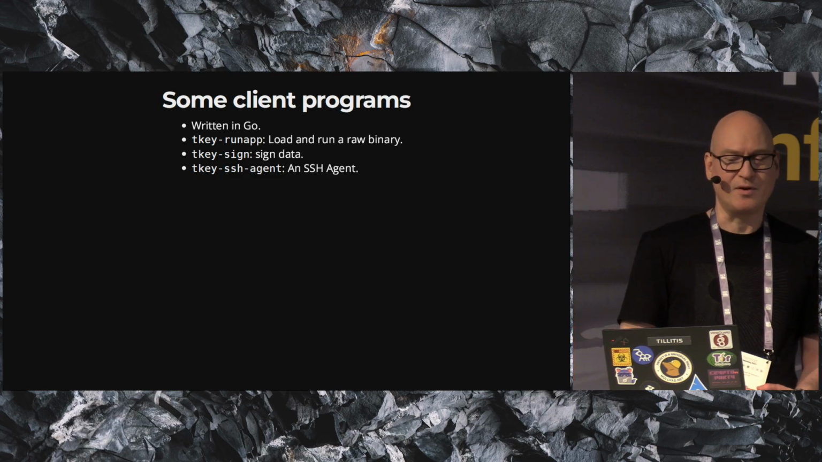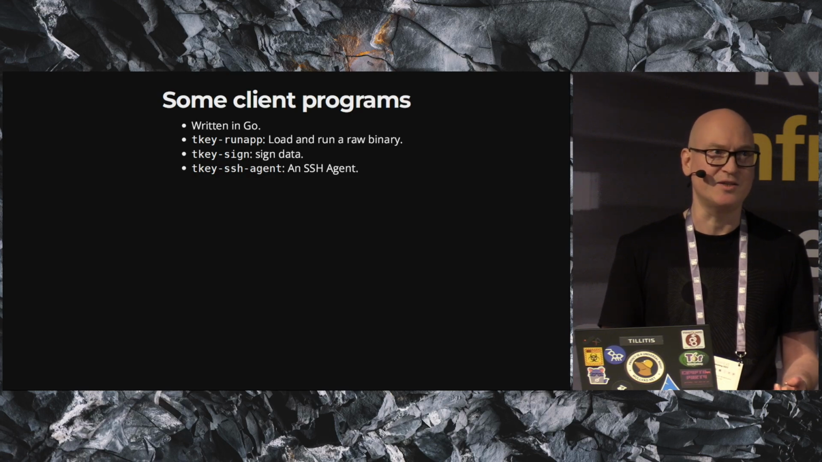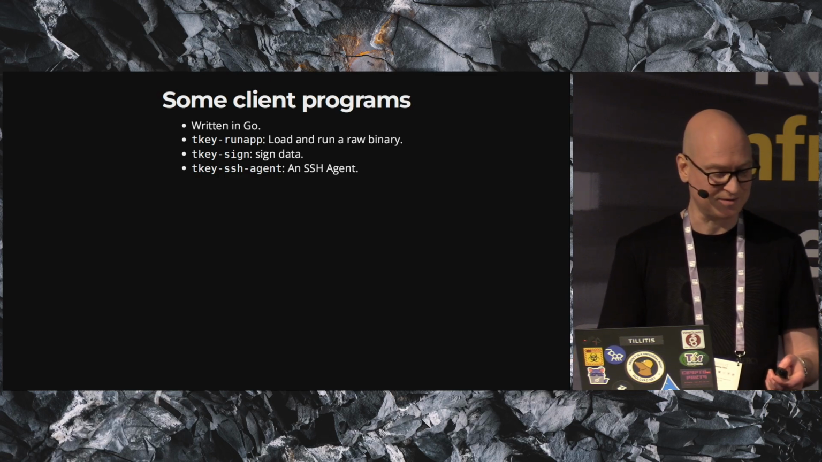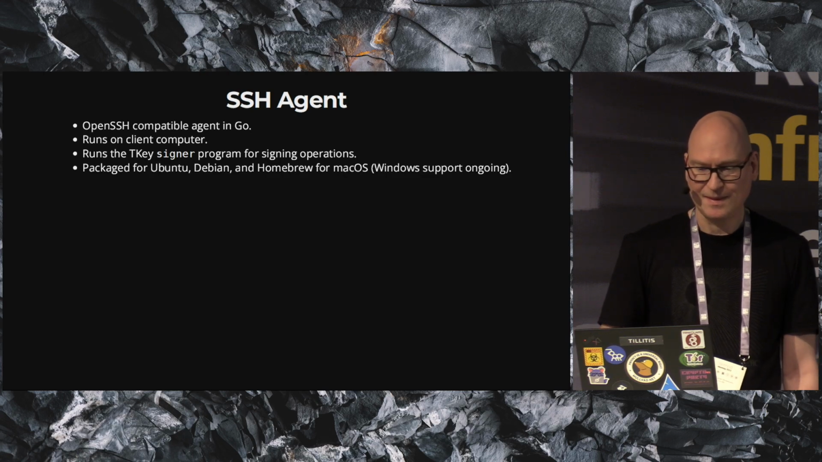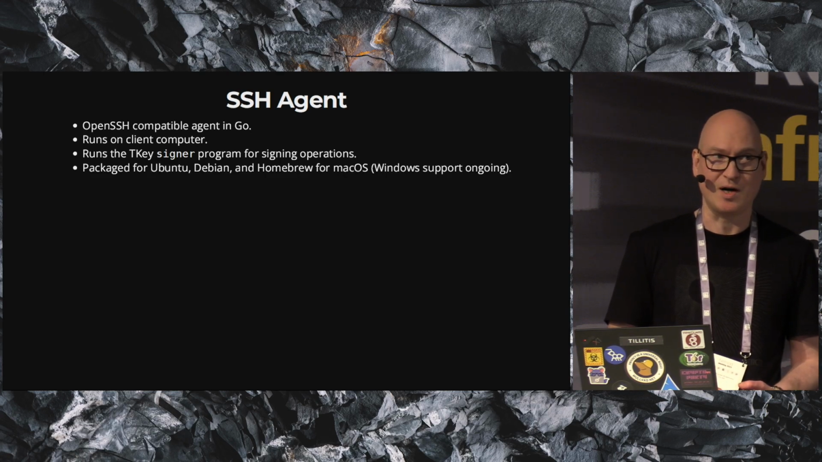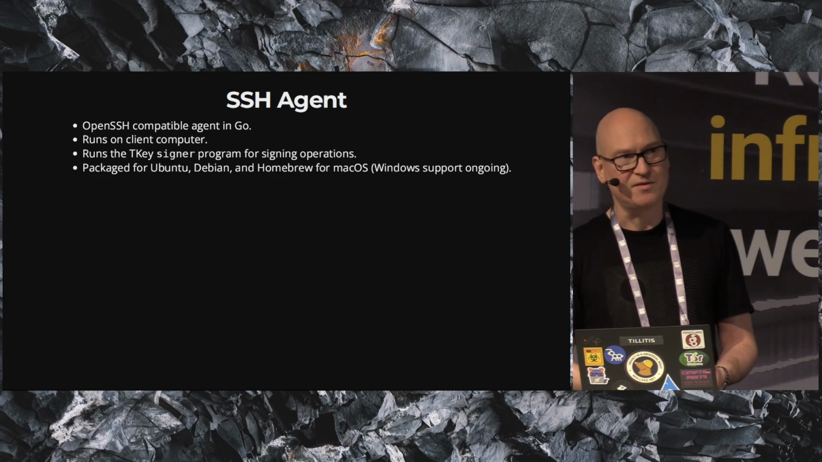Our client programs are all written in Go. There's TKey RunApp, which is basically a dev tool to upload and start any TKey program. TKey Sign signs files, and an SSH agent. Our SSH agent is compatible with OpenSSH. It's written in Go and runs on your client. It runs the TKey program Signer, and is currently packaged for Ubuntu, Debian, Homebrew for macOS, and Windows support is coming along.